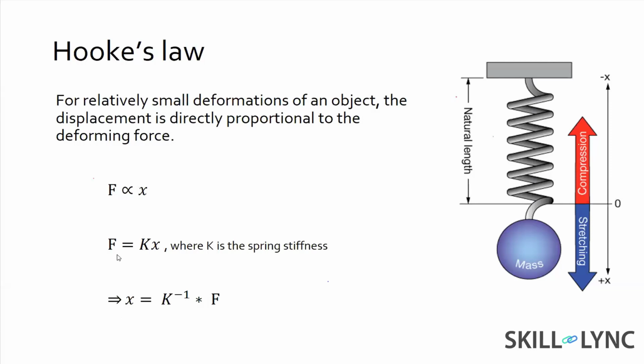So let's say that you know the force that is applied or the mass that is attached to the spring, and you know the stiffness of the spring. How do you calculate the displacement? It's simple. You just invert the K, and then it's x equals F by K, or K inverse into F. So this is the most simple equation that we have to extract displacement from the physical event.